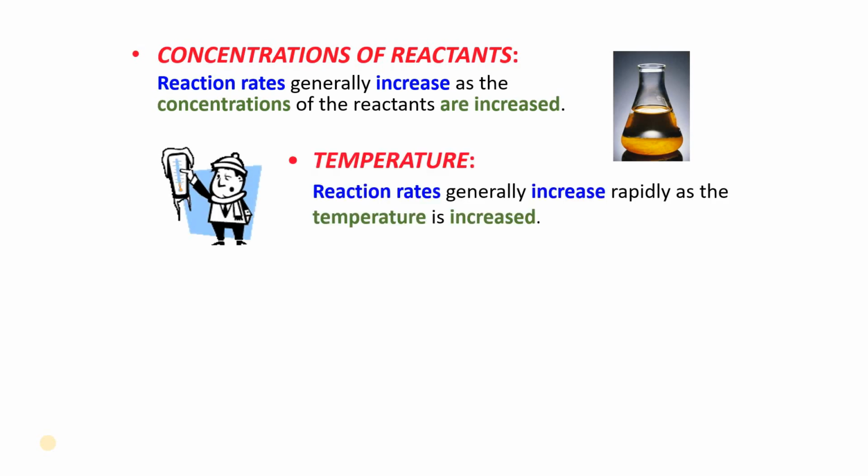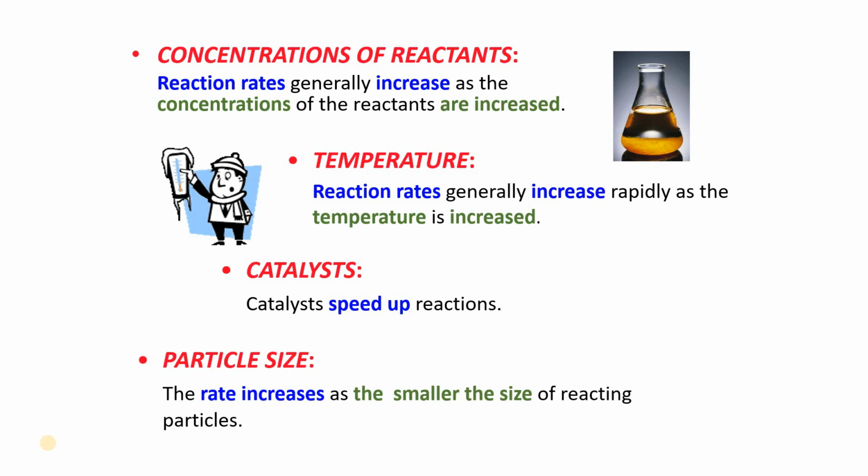Concentration of reactants: reaction rates generally increase as the concentration of the reactants is increased. The second one, temperature: reaction rates generally increase rapidly as the temperature is increased. The third one, catalyst: catalysts speed up reactions. And finally, particle size: the rate increases as the size of reacting particles gets smaller.